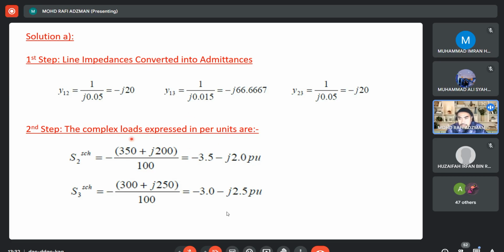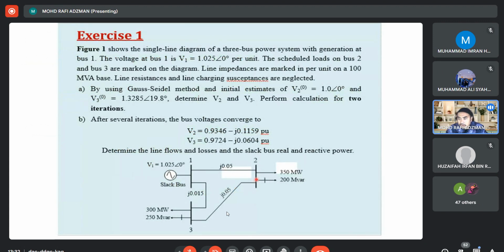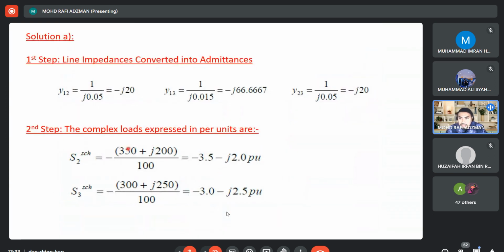Okay. So once you get the admittance, you can start to find the complex load that you convert into per units. Where is the complex loads? So in this question, both bus 2 and bus 3 are PQ bus or load bus. So there is a value for S2 and S3. Okay. So you need to convert it into per unit, then only you can do the calculations. Okay. Because in calculation, you cannot mix actual value and per unit value. You need to change any actual value into per unit, then only you can start do the calculations. Okay. So therefore, change it into per unit.